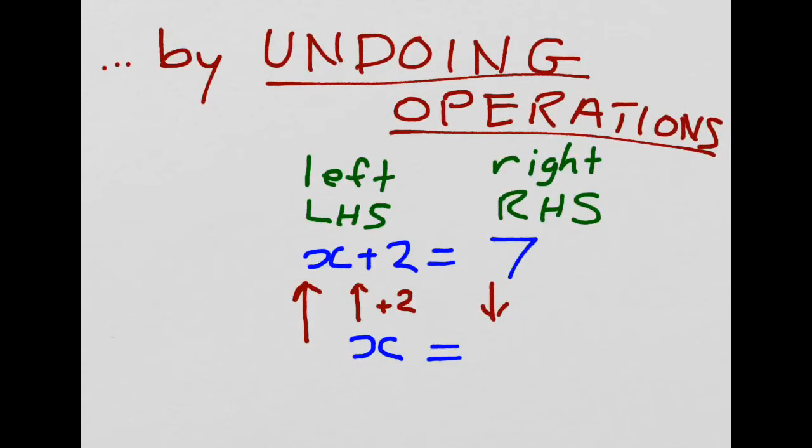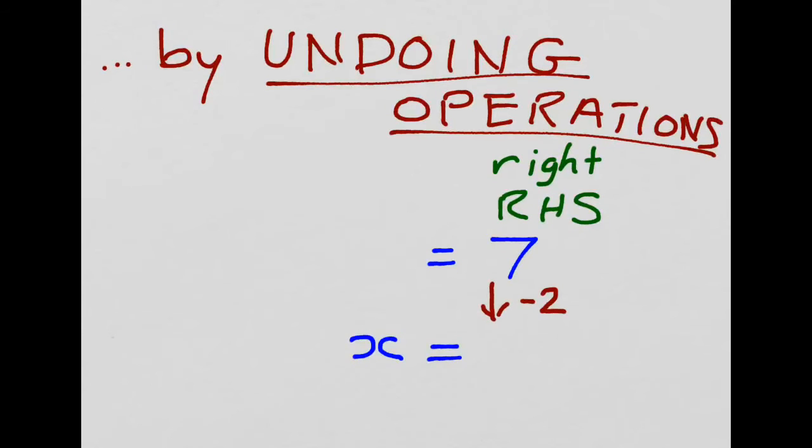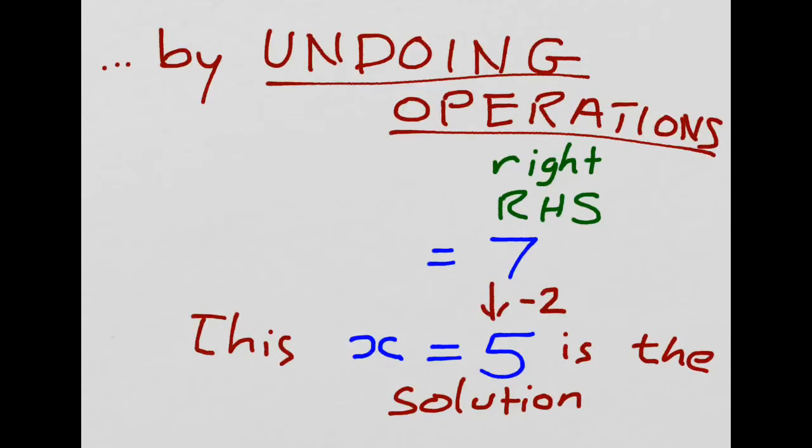Now there's a very basic rule that whatever you do to one side of the equation, you have to do to the other. But I'm going to flip that a bit and say, if going up is plus 2, then going down will be the opposite of that, which is minus 2. So if we forget about the left-hand side for a minute and just look at the right-hand side, then 7 minus 2 is 5. And now we have solved the equation. In other words, x equals 5 is the solution.